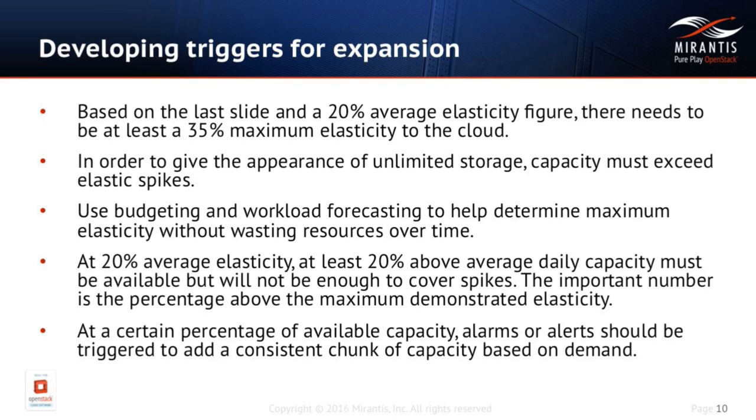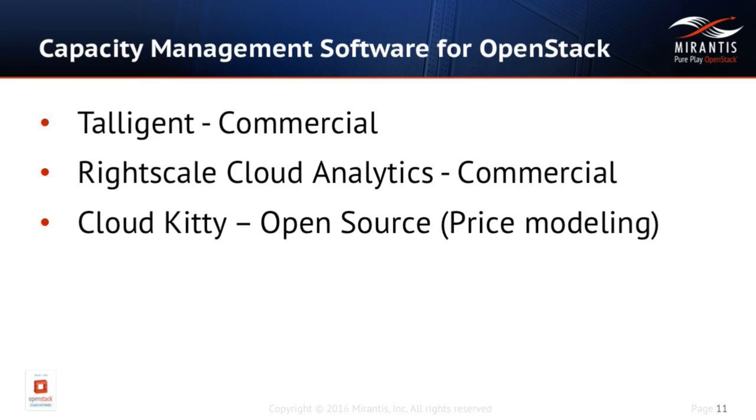Developing triggers for expansion. Again, on the last slide, we pointed out there was a 20% average elasticity, which has spiked up to 35%. Well, obviously you have to have 35% capacity to hold that spike on a daily basis. But it's up to you as operators to decide beyond that 35%, what can you carry financially in extra hardware over time, and how are you going to maintain that buffer for large spikes in and out, in and out, in and out? These should be triggered. They trigger ITSC or your ordering process, whatever it is, these alarms and triggers.